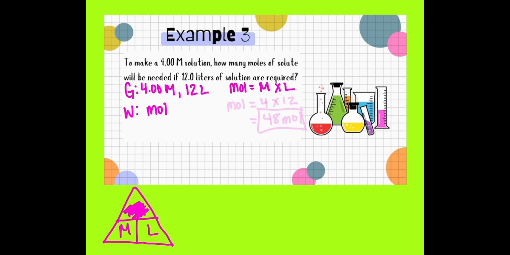So based off of what I was given, molarity, and I was also given liters. Okay. So I'm just going to plug in. My mole equals M, which is 4, times liters, which is 12. So 4 times 12 equals 48. So my number of moles for this is 48. And I'm done with that.